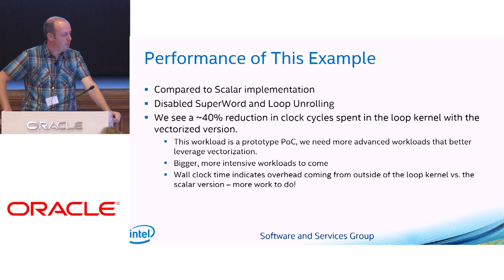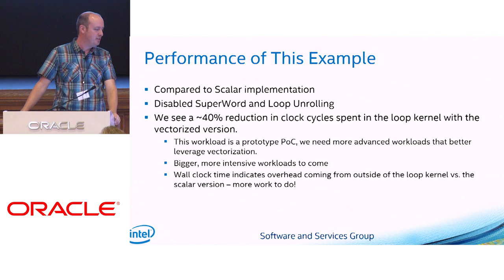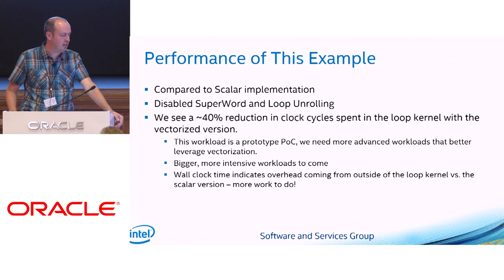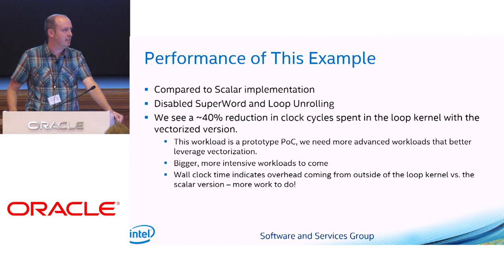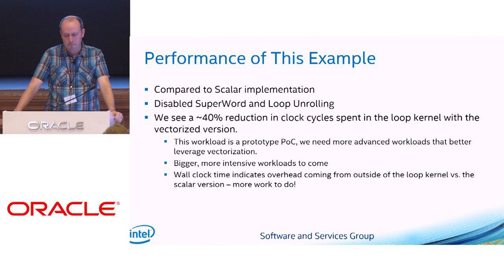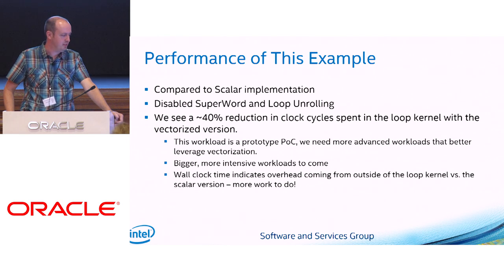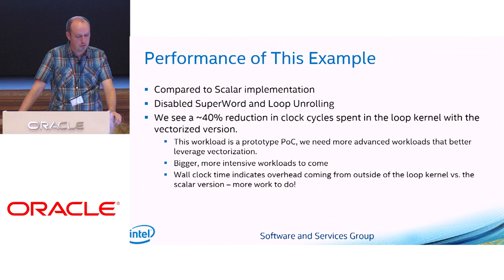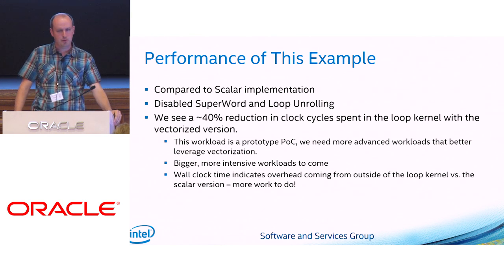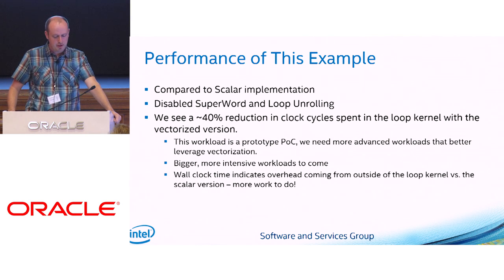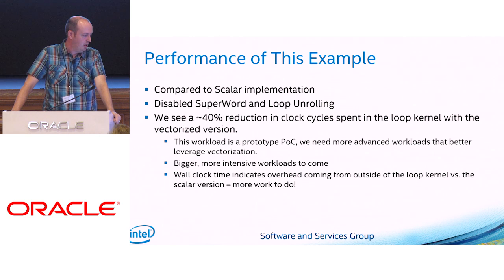So this will be probably one of the only remarks I make on performance. Disabling superword and loop unrolling, we see about a 40% reduction in clock cycles spent in that kernel. So we're counting on clock cycles in this case. Wall clock time, there's still some overhead occurring from other places in the library, and we're in the process of chasing them down. But on a fine-grained level, on a perf level, where we're particularly interested, the loop kernel itself is quick. So we're working on bigger and more intensive workloads to stress this, but so far it looks pretty good for a prototype.